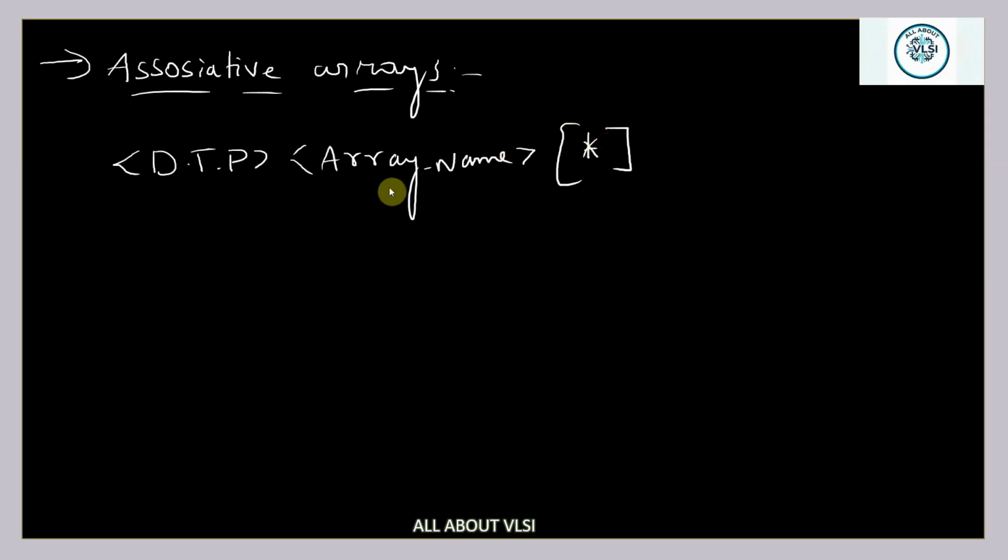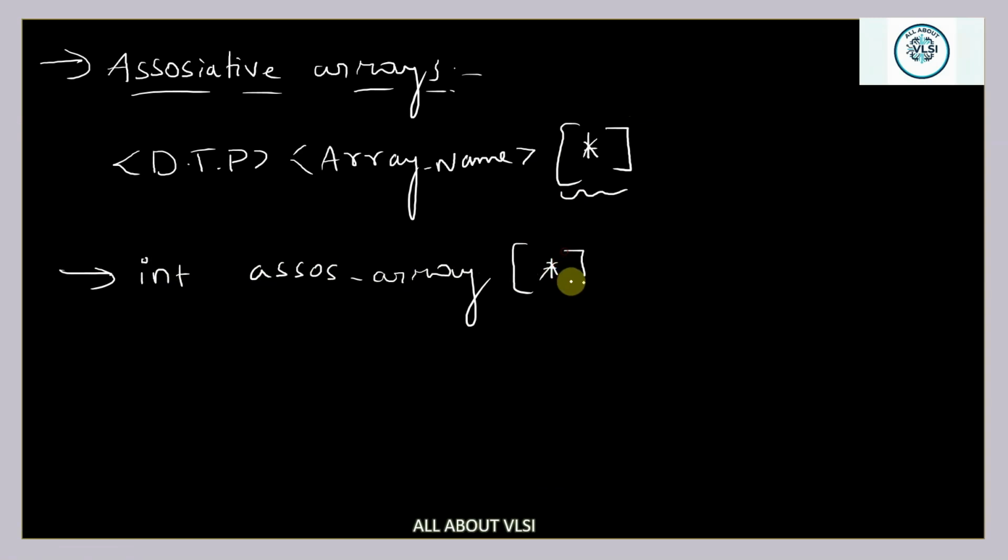Okay. So in the case of your associative arrays, you are going to have this star symbol, and in the case of your queue, you are going to have dollar symbol, and in the case of your dynamic arrays, you are going to have empty brackets. Okay. Now, let's say I'm going to have an associative array, int assoc_array. I have declared an associative array.